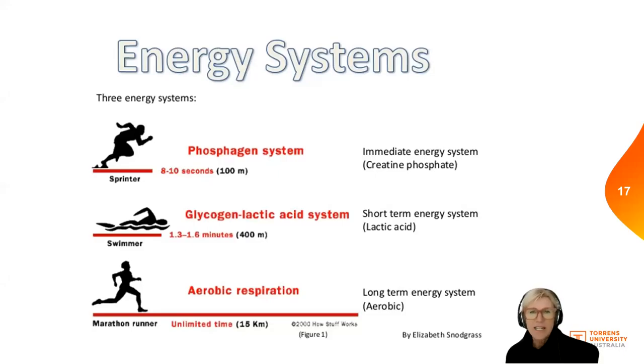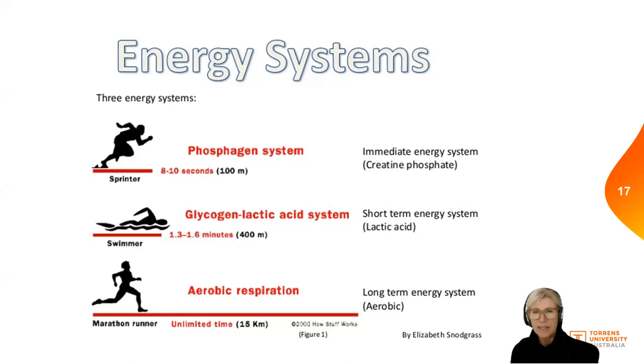Now we're going to look at the energy systems. There are two energy systems. We have aerobic, which means with oxygen, and anaerobic, which means without oxygen, so at a cellular level. So in the first system, the anaerobic, without oxygen at a cellular level, those systems have two components.